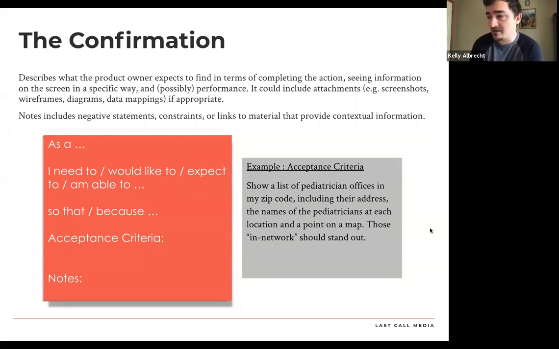So it could be something like just a clearer paragraph. That's the most basic. Here's what we hear you say. So for example, this acceptance criteria: show a list of pediatrician offices in my zip code, including their address, the names of the pediatricians at each location, and a point on the map. Those that are in network should stand out. I doubt that the user story said any of this, but when you brought the user story to the team as a product owner, you talked about all those things, and the team was able to say, hey, knowing whether it's in network or not, it's right there in the database, super easy. And if we could just style this to make it stand out, that would be super easy. We'll basically get that for free.